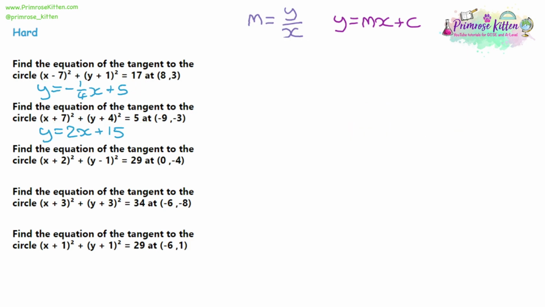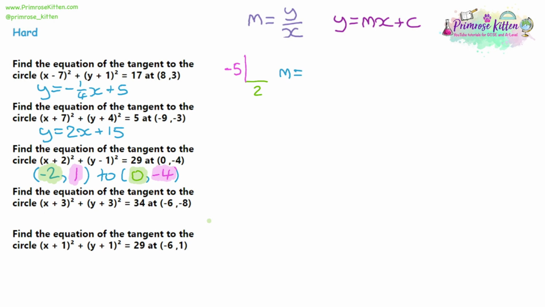So let's try the method for question 3. We want the equation of the tangent. We'll look at the radius first, get some more information. The radius goes from the centre, -2, +1, to the edge, 0, -4. So we're going to have a look at the gradient of that. Look at the x coordinates first, from -2 to 0. So from -2 to 0, we are adding 2. Then we look at the y coordinates, 1 and -4. And to get from 1 to -4, we're going to have to take away 5.